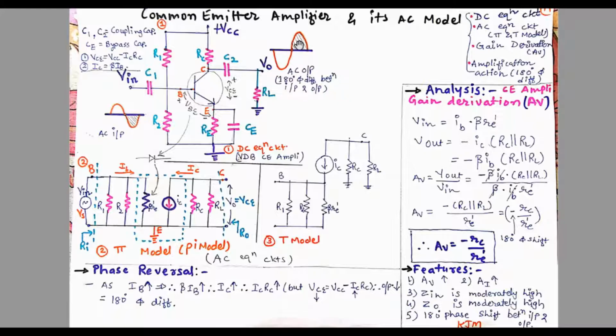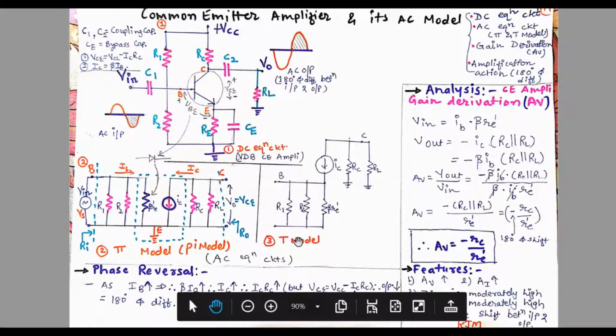That means the cycle is reversed. So it is named as 180-degree phase difference between input and output. Later on we can see how it comes. Before that, let's continue with the design of pi model and T model.